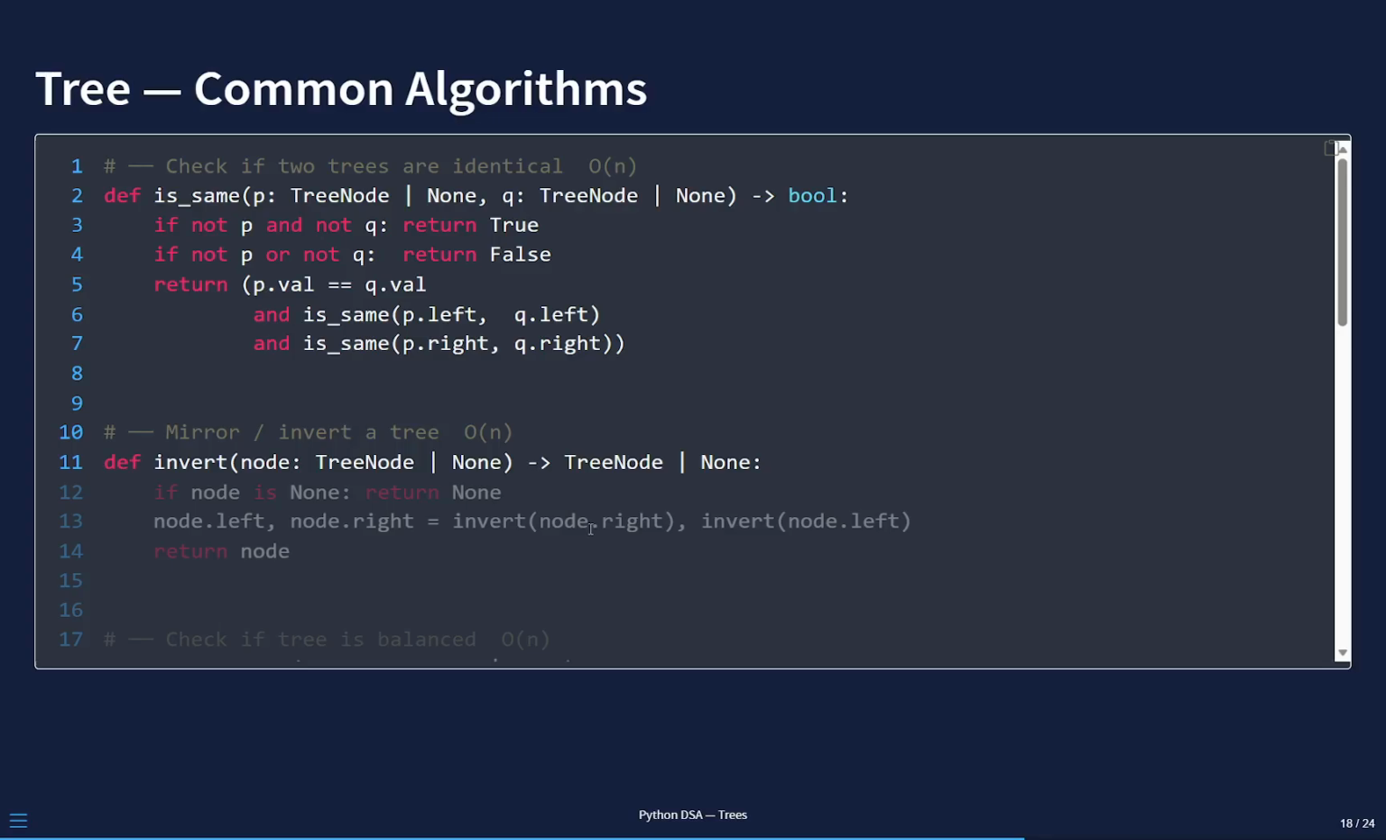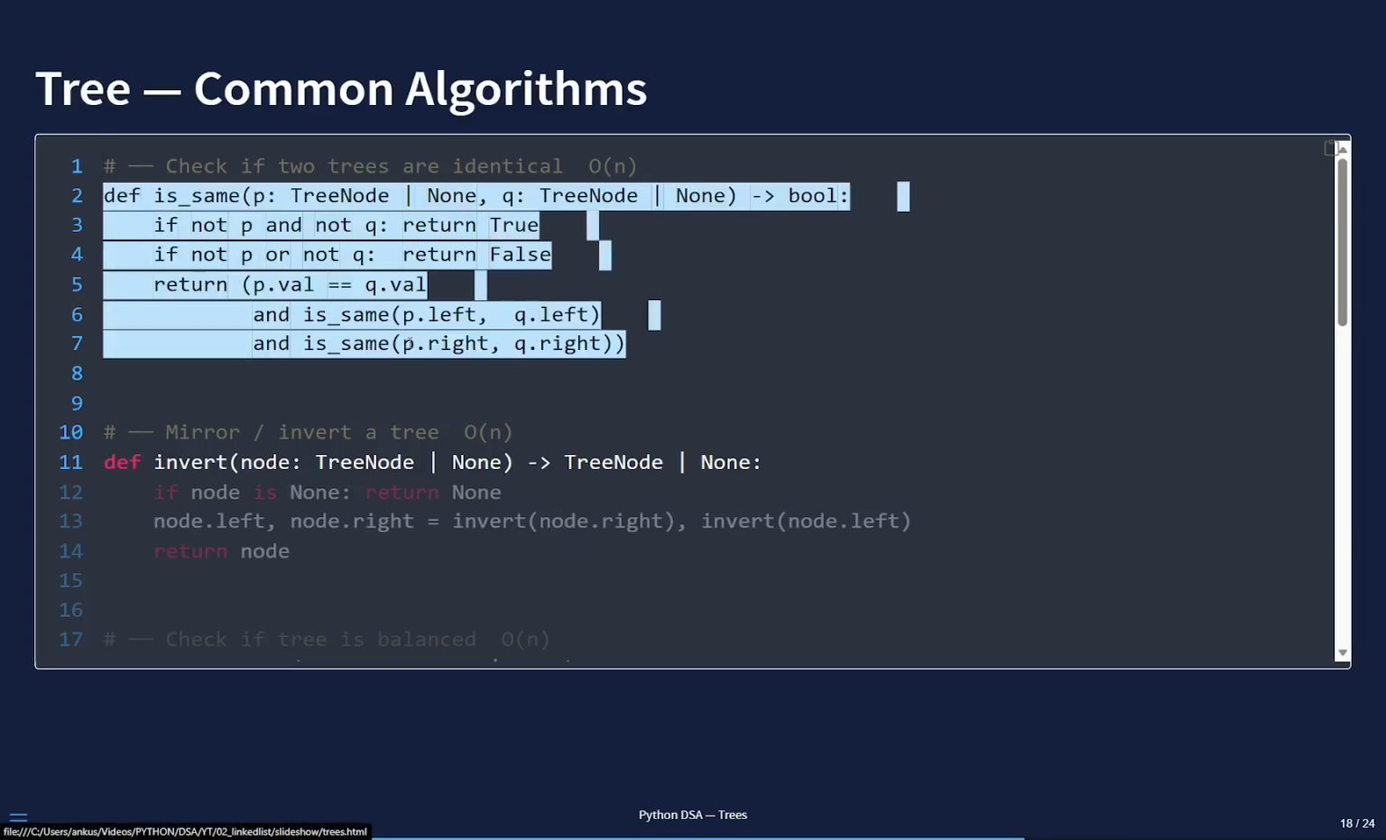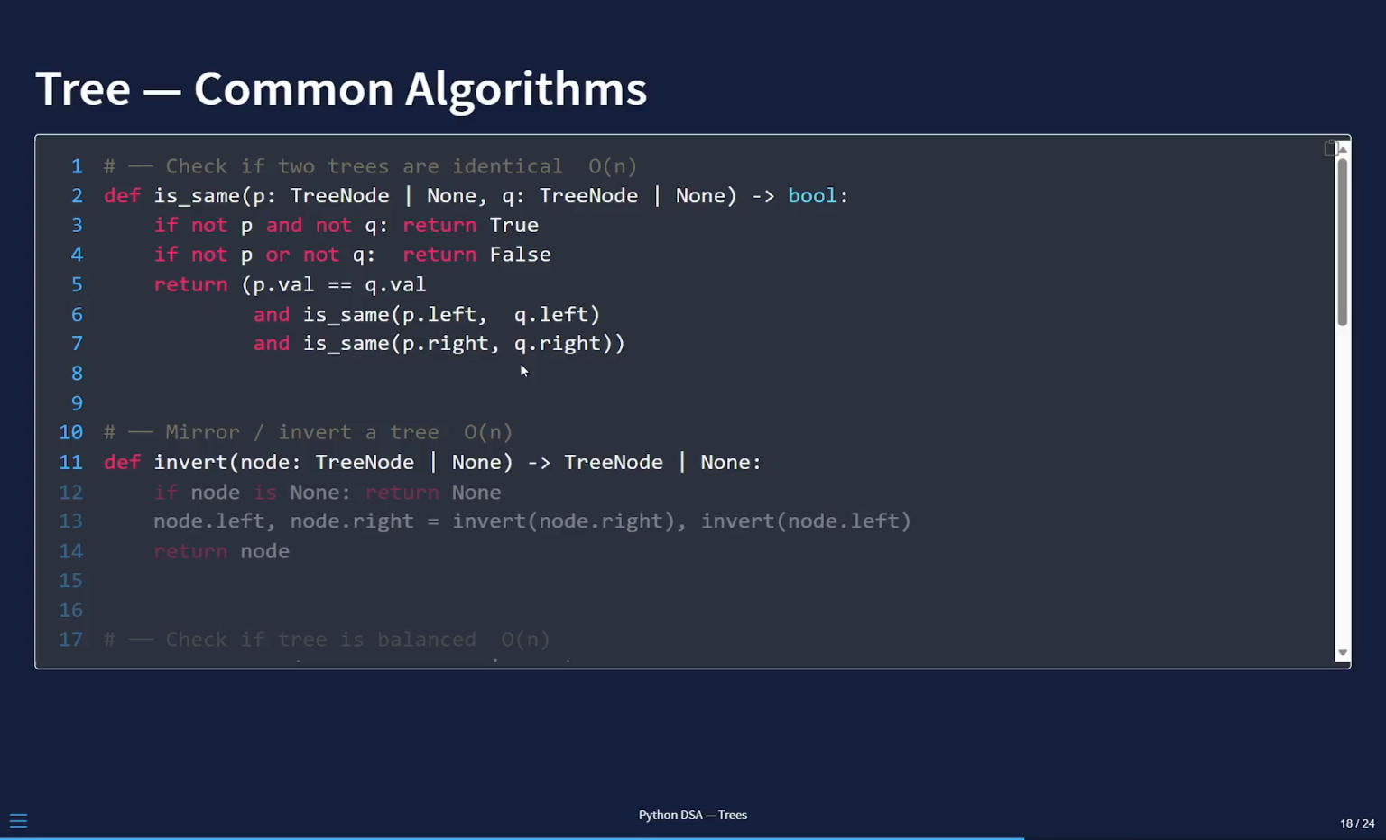Base case: if both are None, true. If exactly one is None, false. Otherwise, check that values match and recursively confirm left subtrees match and right subtrees match. Short circuits on the first mismatch. O(n).